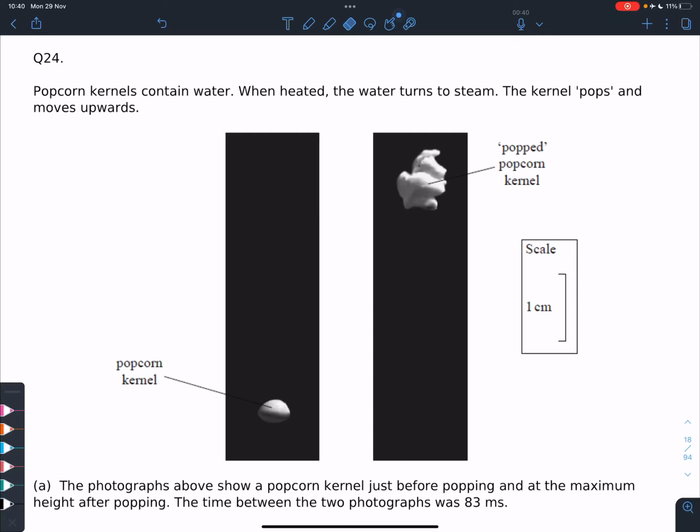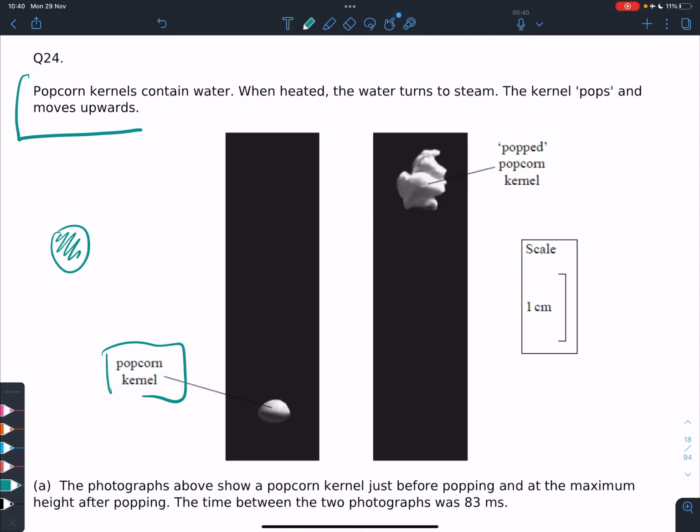Okay, I'm going to have a crack at question 24. You should have read the question. If you haven't read the question, obviously you can stop the video and read it now. But the idea of this one is that a popcorn kernel has got steam in it.